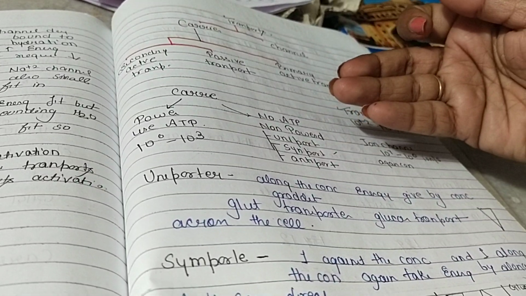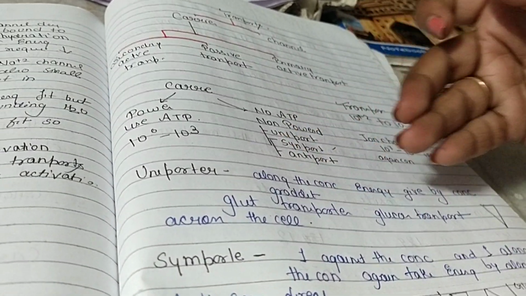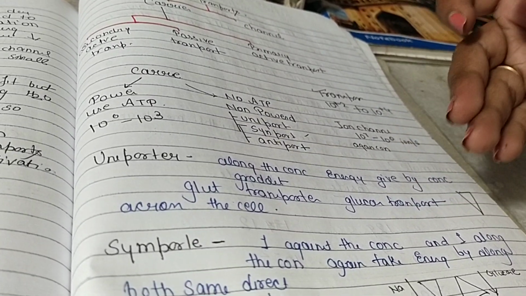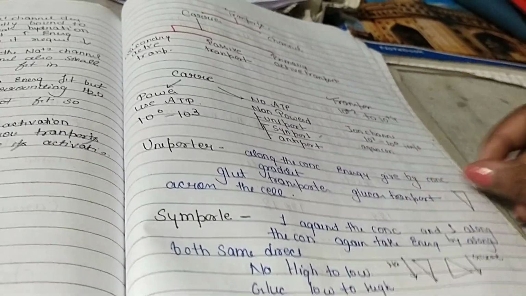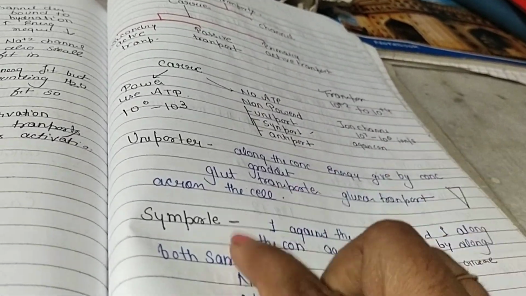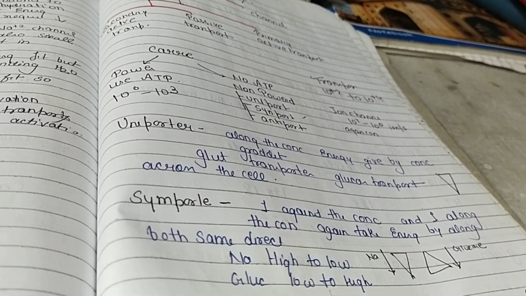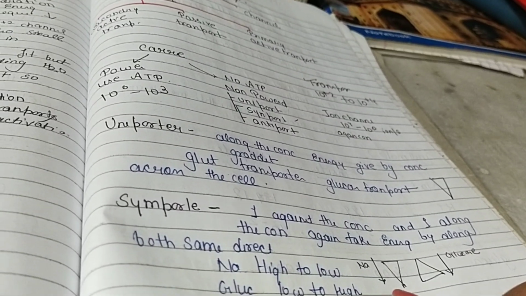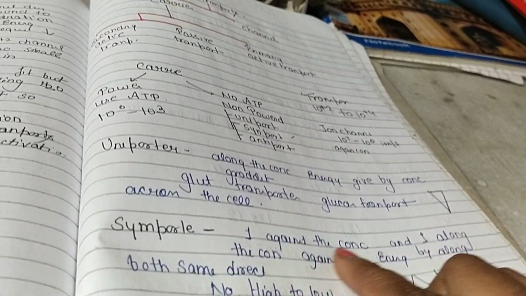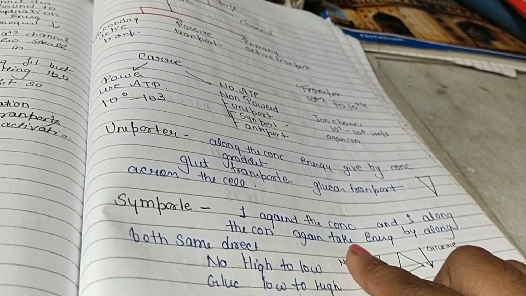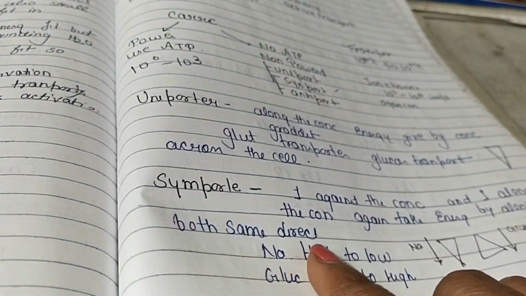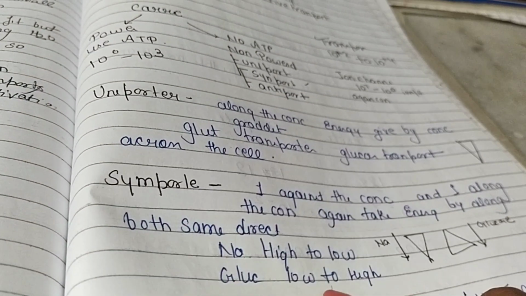They do not need energy in the form of ATP. Uniport: along the concentration gradient, glucose is transported across the cell. It means they move in only one direction. Symport: they move in the same direction, but one is along the concentration gradient and one is against it. Energy is taken along both in the same direction. Sodium goes high to low, glucose low to high.